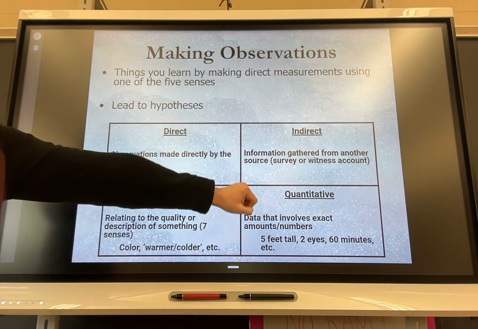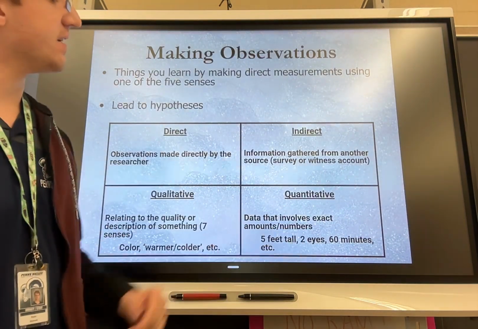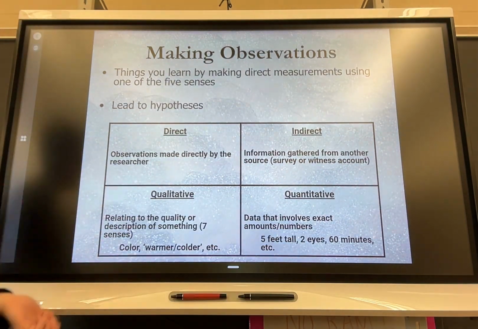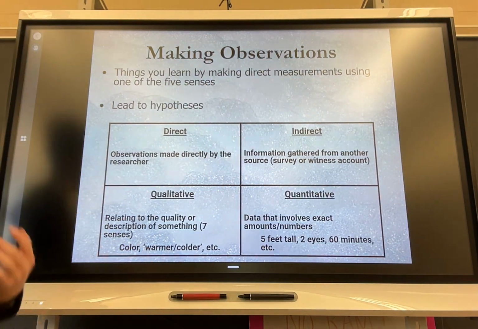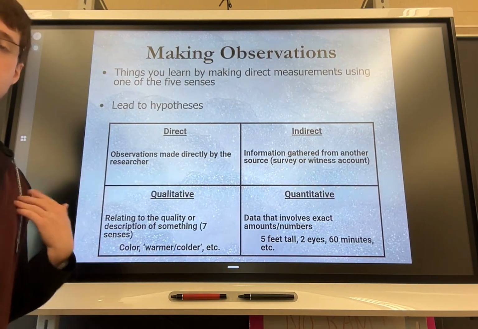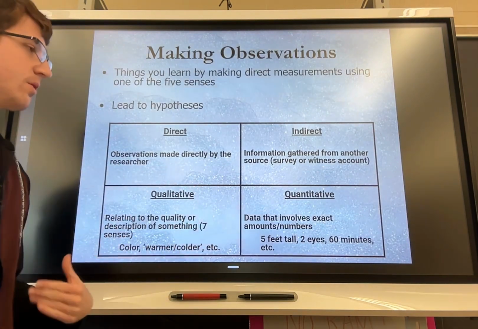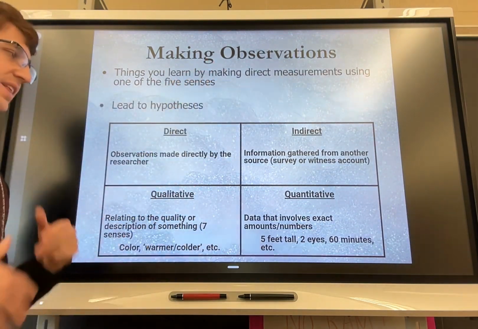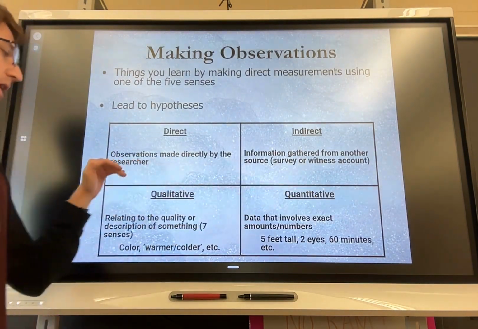On the other hand, quantitative has to involve numbers, some sort of measurement. If we measure that someone is 5 feet tall, if something has 2 eyes, that it takes 60 minutes to do something, or if we're counting, let's say we count the number of beats per minute someone's heart takes, or if we measure distance or things like that, that would be quantitative. So we are dealing with quantities, not qualities.